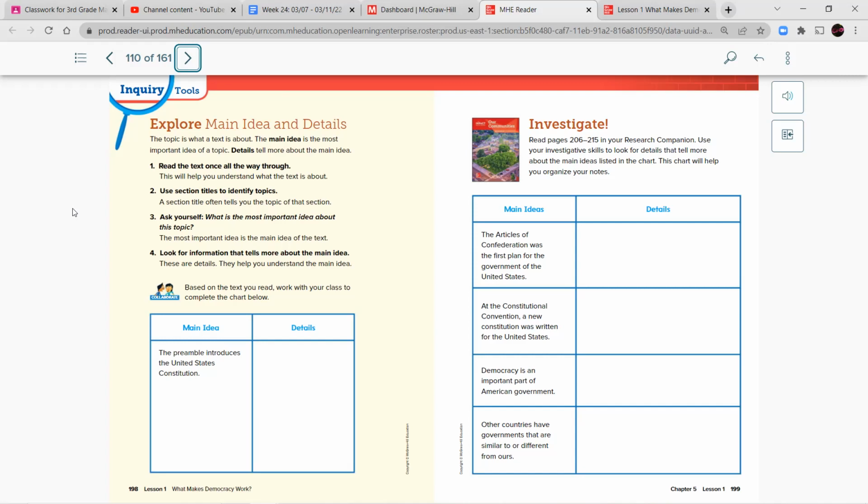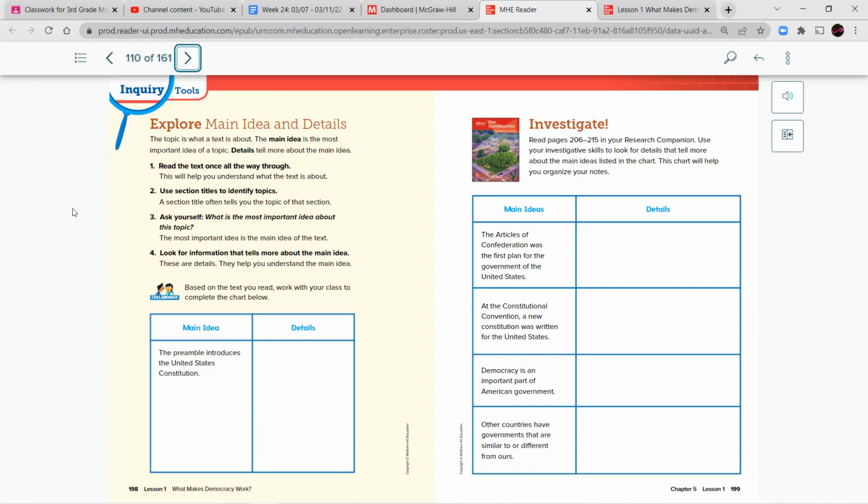So here they gave us the main idea that the preamble introduces the United States Constitution. Some details that you could list there would be that it tells who the Constitution is written for, or you can say that it lists why the Constitution was written. You can list either or both of those reasons.